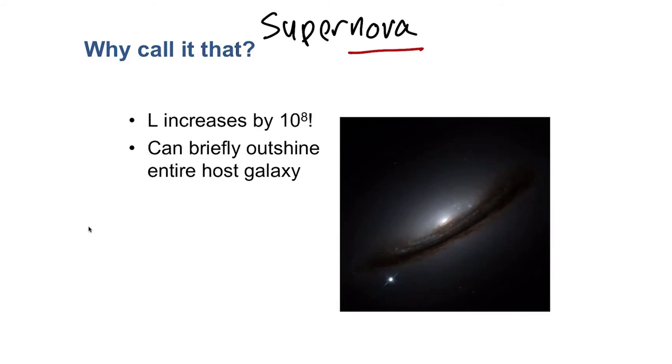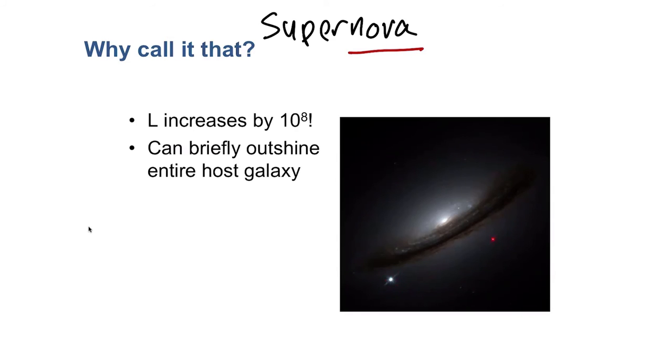And so supernova is also a new star, except these things are much more energetic than classical novae are. And so for a supernova, the luminosity of a star, which was already one of the most massive and luminous stars in the galaxy, increases by a factor of millions, tens of millions, maybe hundreds of millions. And it can briefly outshine the entire galaxy in which it is located.